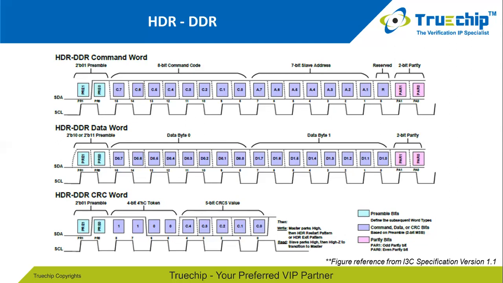The preamble before a CRC word shall have the value 2'b01. The length of the CRC word shall be 10 clocked bits: a 4-bit token, 5 bits of CRC5 value, and 1 bit of 1'b1 setup to prepare the bus for the following HDR exit pattern or HDR restart pattern. The value of the upper nibble, the first 4 bits after the preamble of a CRC word, shall be 4'hC. There is no parity checking for a CRC word.